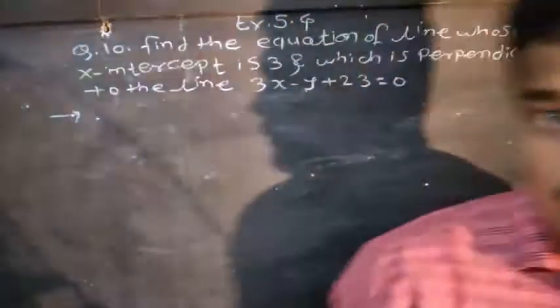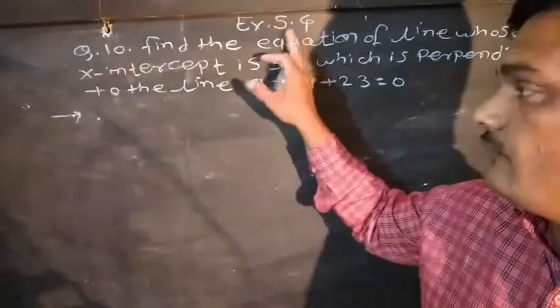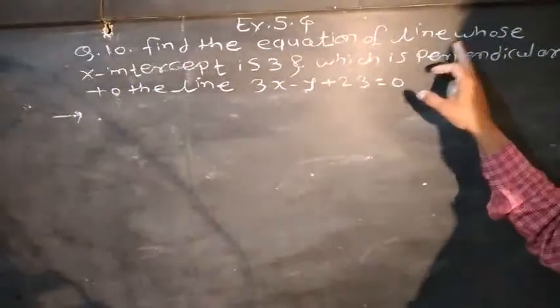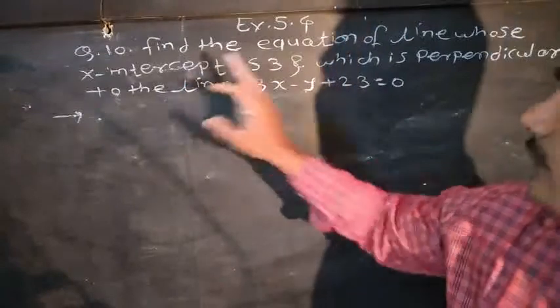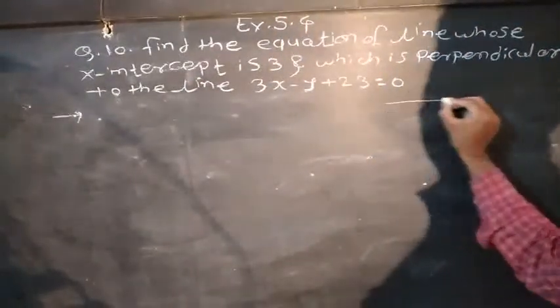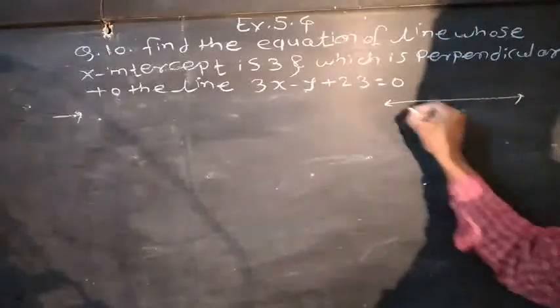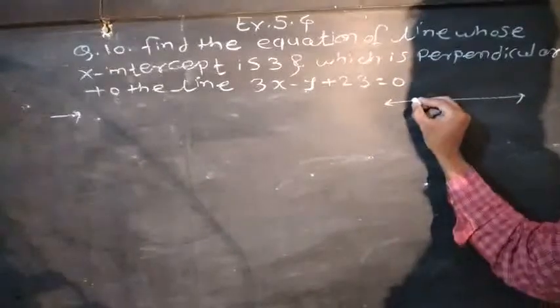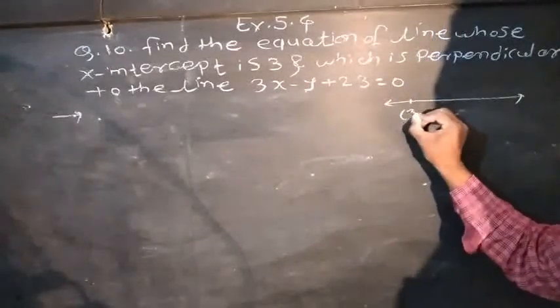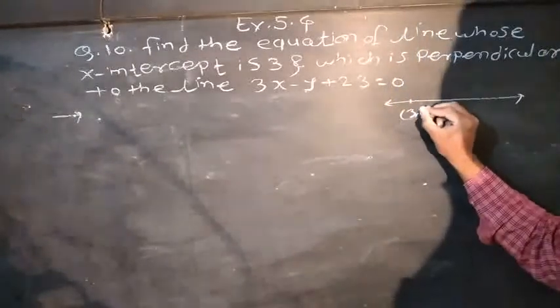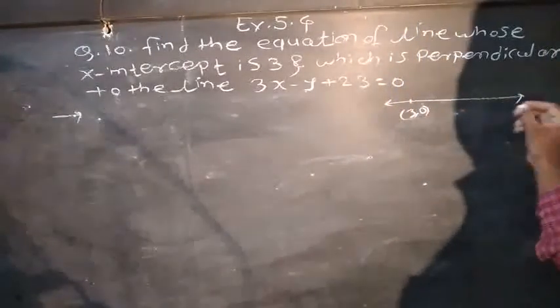Next, solve another question in exercise 5.4. Question number 10. Find the equation of the line whose x-intercept is known. Consider this line. Its x-intercept is known. The x-intercept is 3 and the y-intercept is on the x-axis.